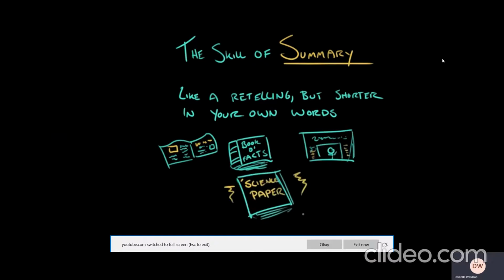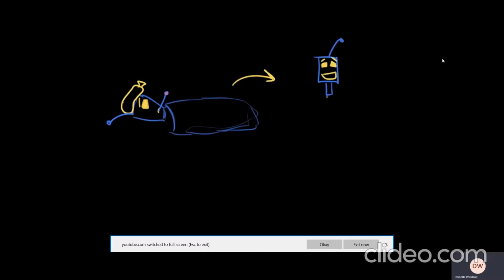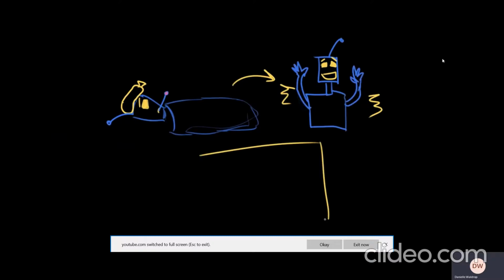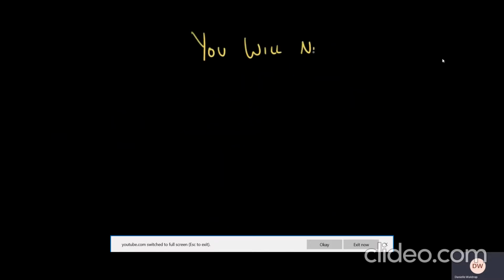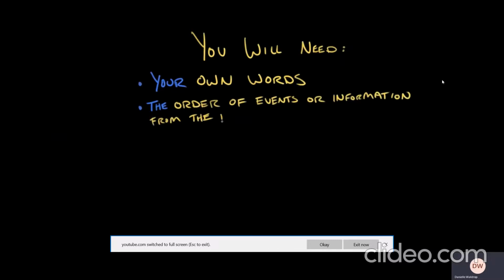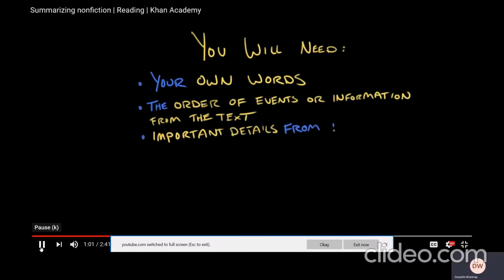Most scientific papers begin with a quick retelling of what the paper's about. So say you're a scientist and you discovered a cure for robo-flu. Let's say robots can get the flu, first of all. And the abstract, the summary retelling at the very beginning of your paper about your cure says, hey, under these conditions, we learned that this medicine cures robo-flu. And then the reader goes on to look at everything else you've written in your long scholarly paper. So how do you do it? To make a summary, you will need your own words, the order of events or information from the text, and important details from the text.